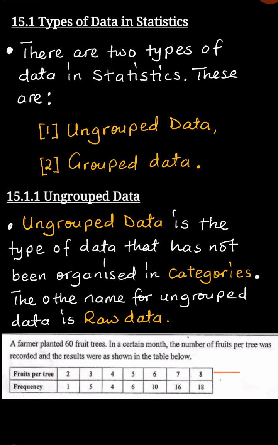So when you look at this data, it has not been presented in intervals. And because this data has not been presented in intervals, we call this type of data ungrouped data.